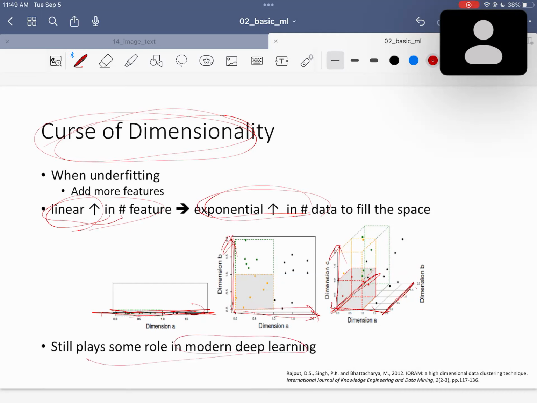I think there were some questions. From Kim Hyun-seo, is complexity related? Actually, we're almost out of time, so I'm going to have to answer the question later after the class.